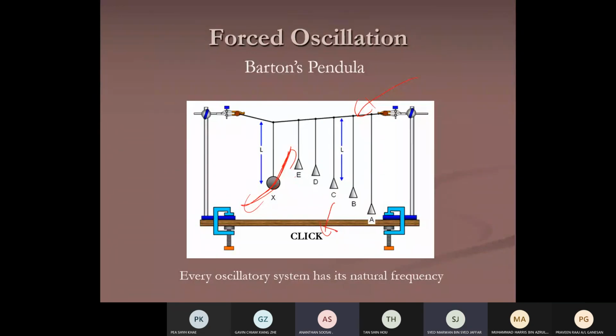Why does C oscillate with the greatest amplitude? Because the length is identical. Therefore, what can we conclude? The natural frequency of C is the same as that of X. So they will oscillate with the maximum amplitude.